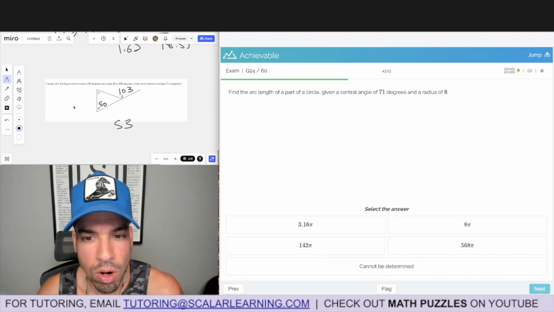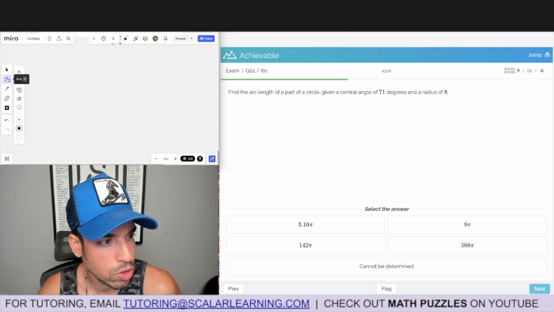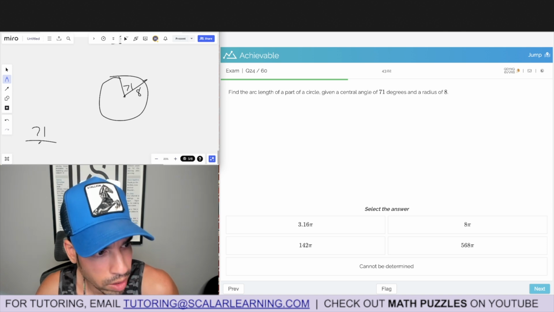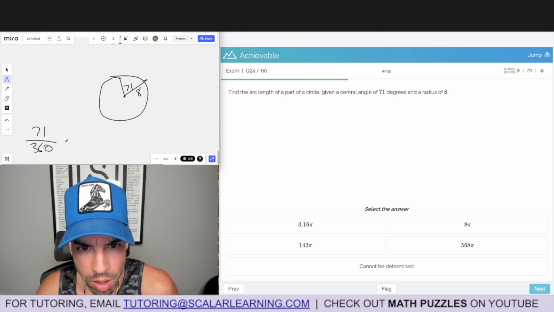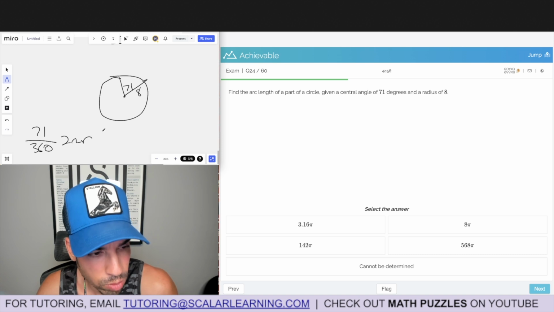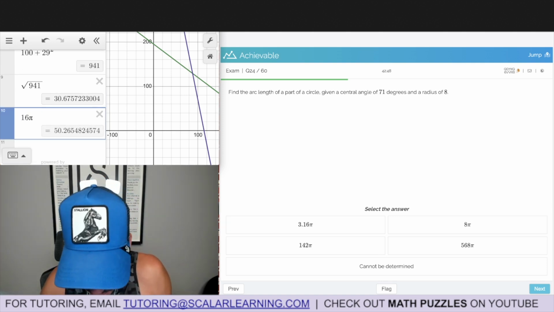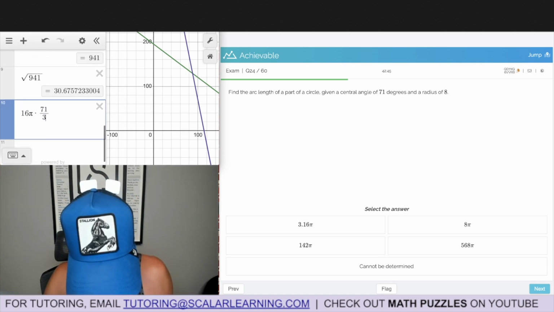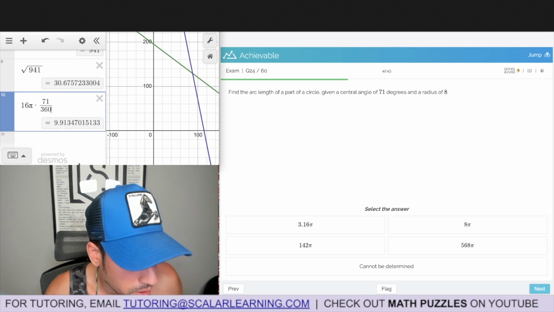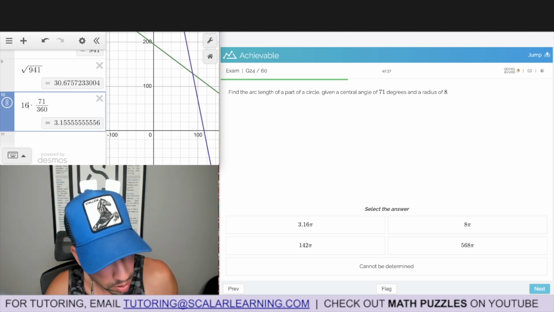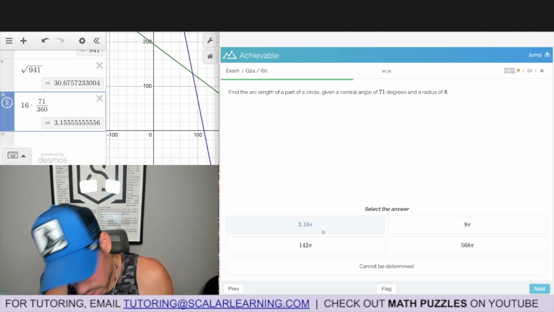All right, next. Find the arc length of a part of a circle. Let's draw a quick circle with a given central angle of 71 degrees and a radius of 8. The formula for arc length is central angle divided by 360 times 2 pi r. You might recognize that from circumference. Of course, radius is 8. So 16 pi times 71 over 360. Oh, they did it in terms of pi, so let's get rid of this. And it's 3.1516 pi right here. That's the winner.